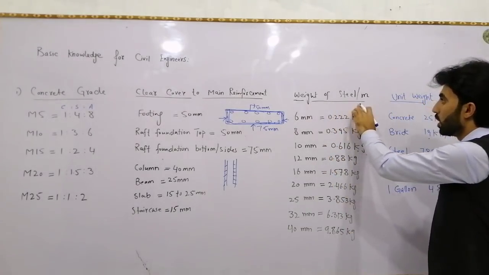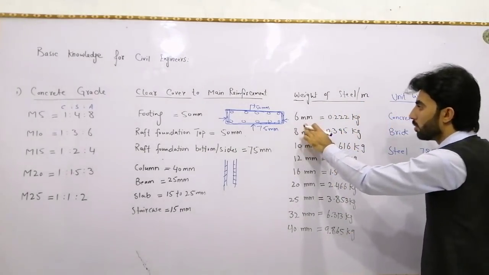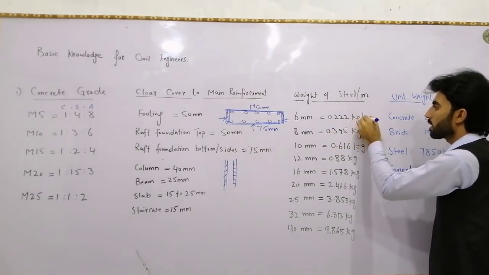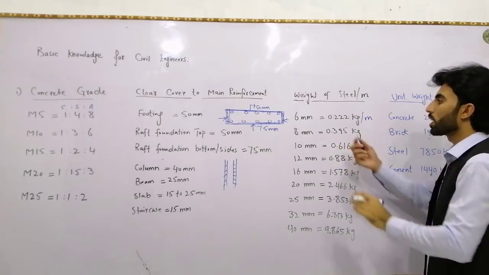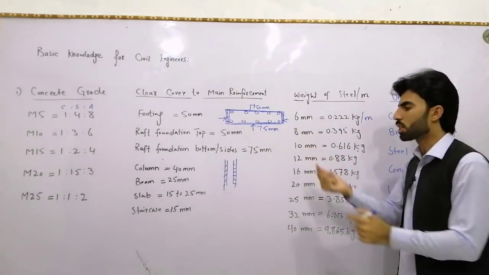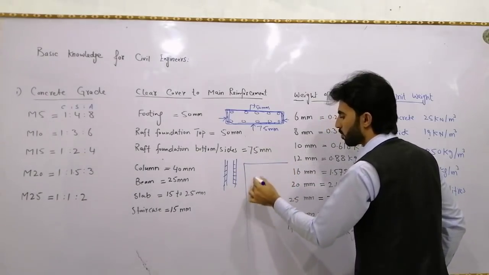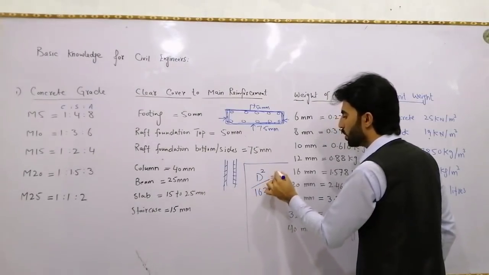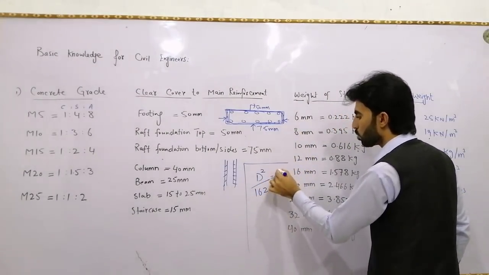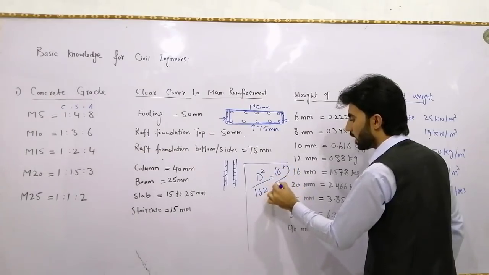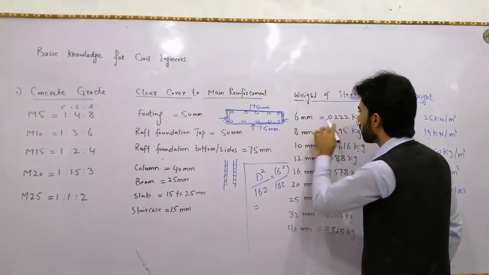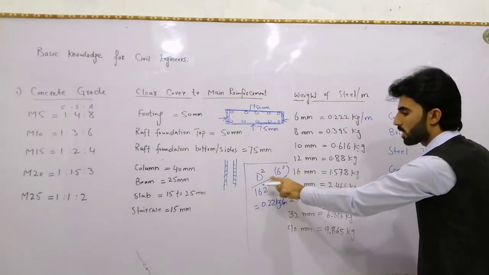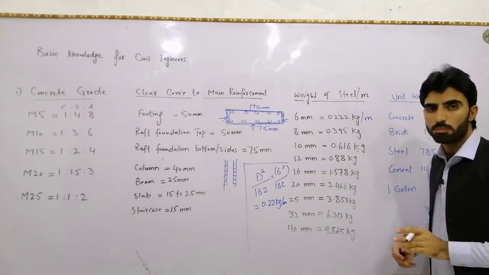Now weight of steel per meter. For 6 millimeter, the weight of steel is 0.22 kg per meter. How can we find this weight of steel for 6 millimeter? We have already discussed this. You can use the same formula, d square divided by 162, where d is in millimeter. For example, if we use 6, then 6 square divided by 162 gives us 0.22 kg per meter. Use the same formula to find weight of steel in kg per meter.